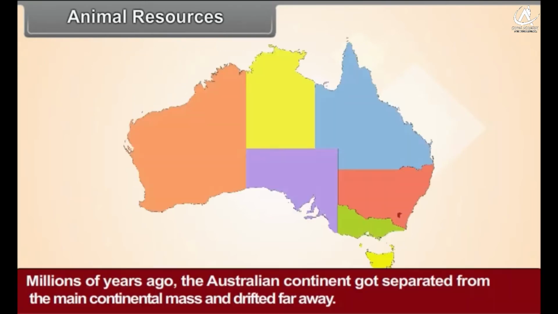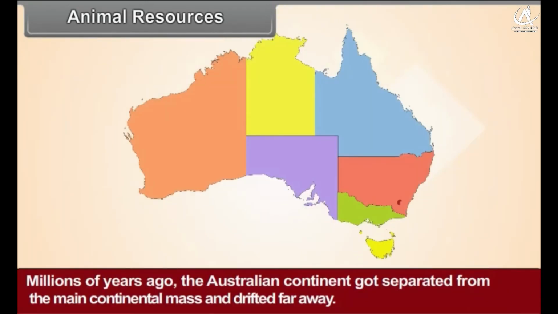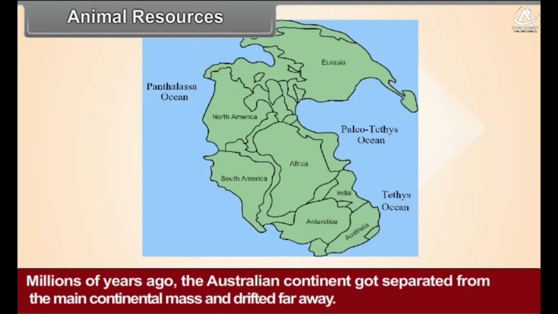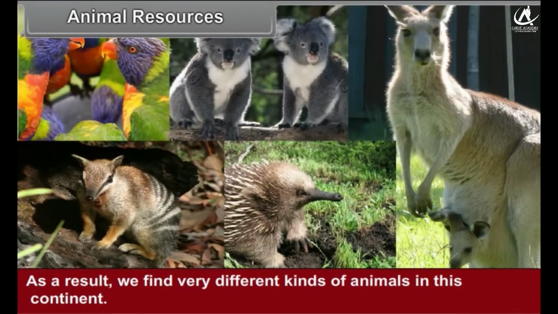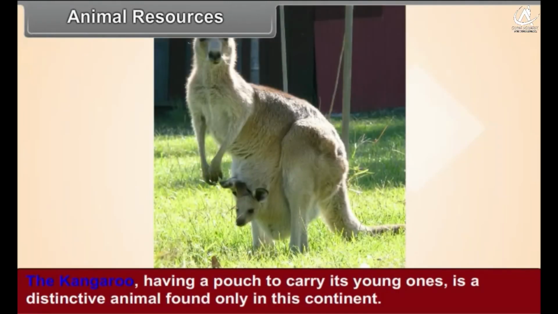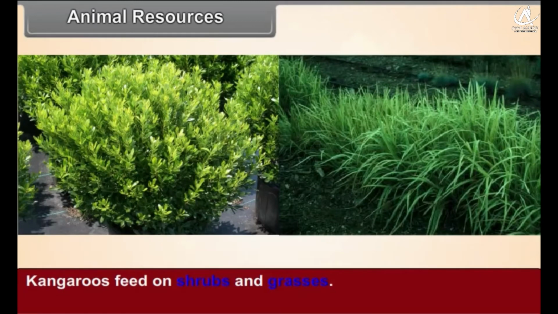Animal resources. Millions of years ago, the Australian continent got separated from the main continental mass and drifted far away. As a result, we find very different kinds of animals in this continent. The kangaroo, having a pouch to carry its young ones, is a distinctive animal found only in this continent. Kangaroos feed on shrubs and grasses.